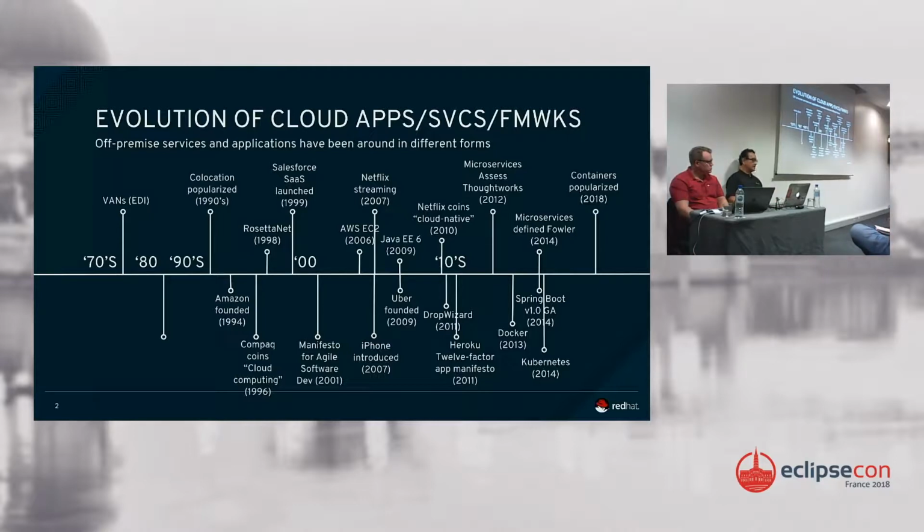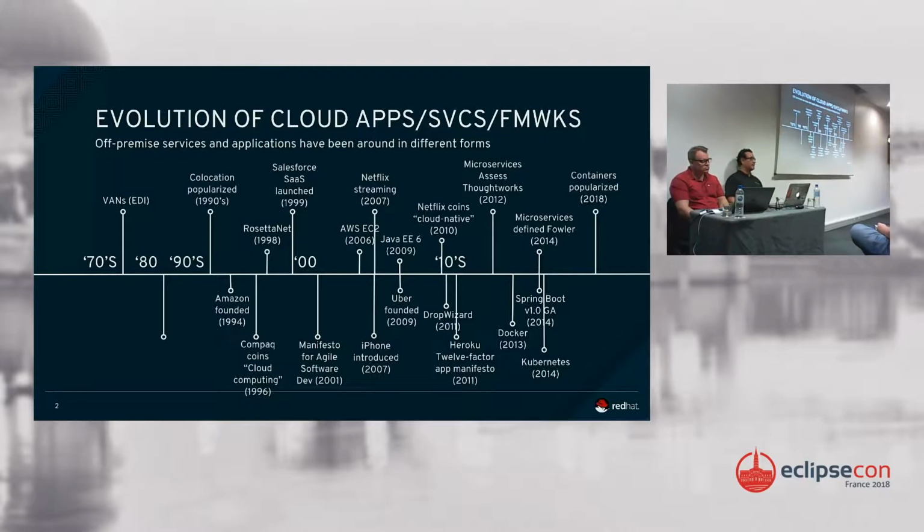EC2, the largest compute as a service provider, came into the market in 2006. Netflix streaming appeared in 2007, together with the iPhone, that really exploded the digital presence of everyone. And using your phone became a new channel for businesses to communicate and sell to consumers. In 2009, Java EE introduced CDI and the concept of profiles. Uber also was founded in 2009, which also is a born-in-the-cloud company.